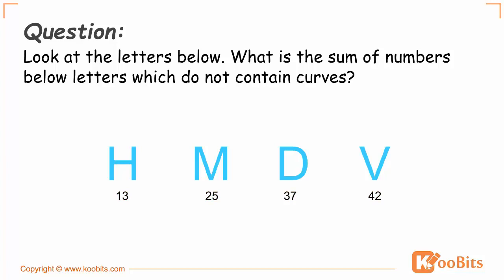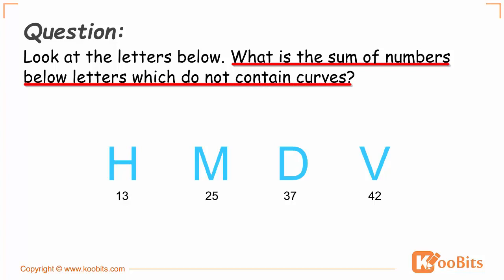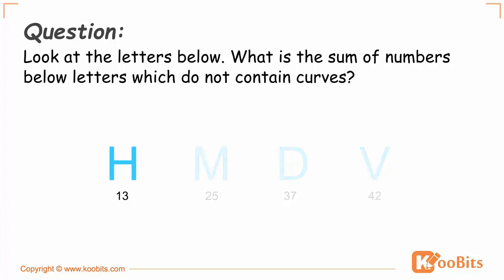Alright, now that we've understood the question, let's move on to solve this problem. What is the sum of numbers below letters which do not contain curves? Let's take a closer look at each letter to check whether they contain curves. Let's begin with the first letter we have, H. Are there any curves in letter H? No, H does not contain any curves. Instead, H is made up of three straight lines.